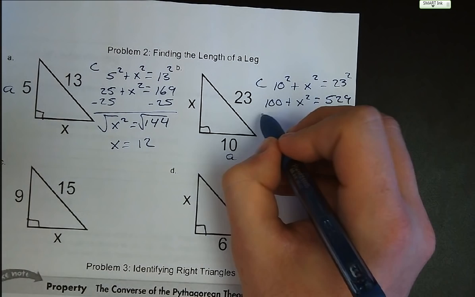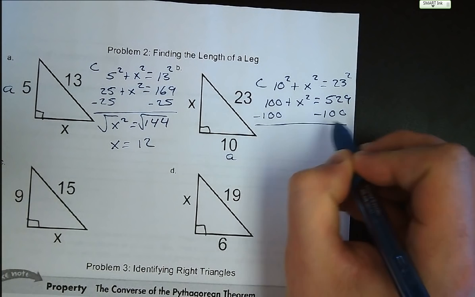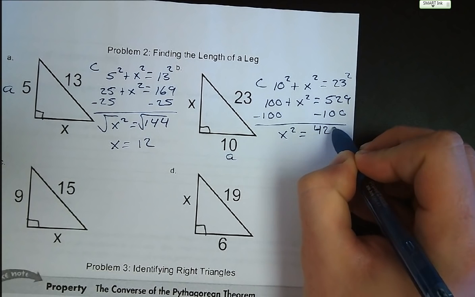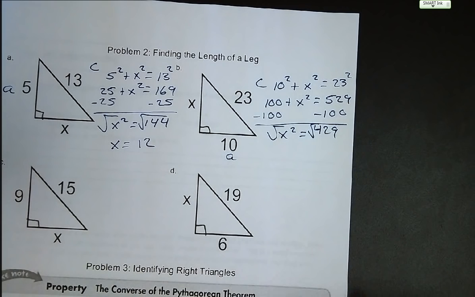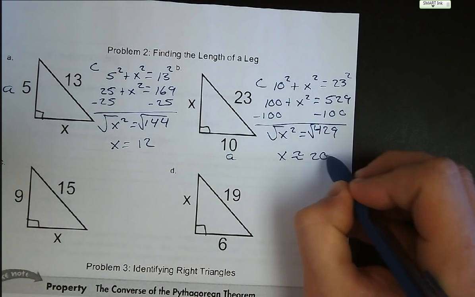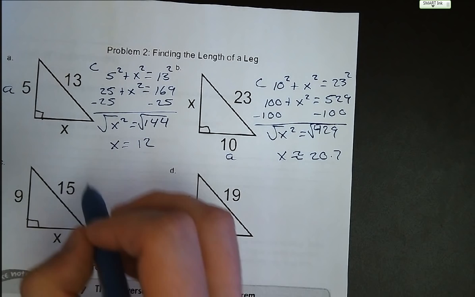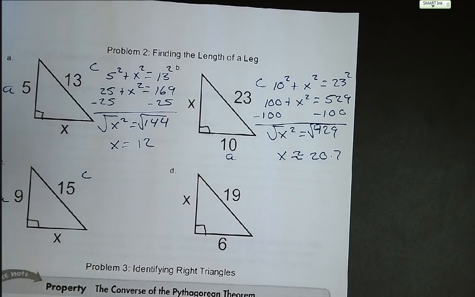Subtract 100 from both sides. X squared is equal to 429. Then we take the square root of both sides, and x equals approximately 20.7. Make sure you got the squiggle equal sign there, because these are approximations. We're rounding. Okay. Want you guys to try letter C and D on your own, and then Mr. Wolf and I are going to go over them.